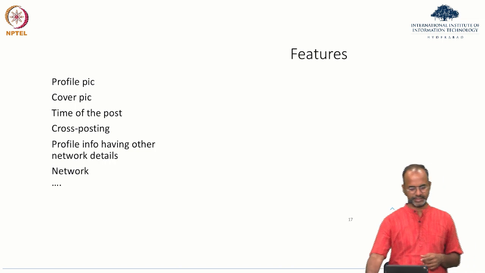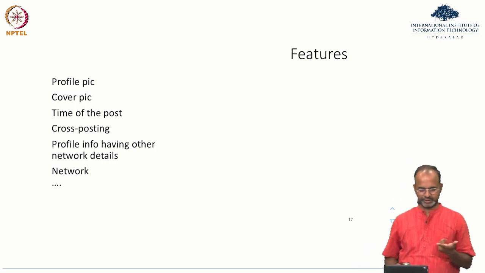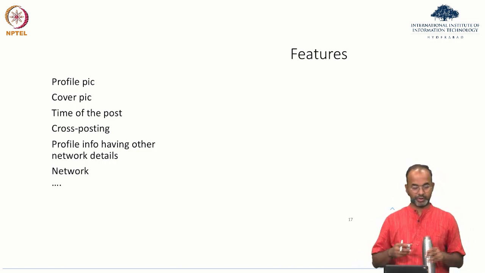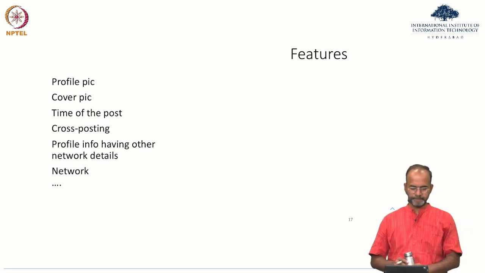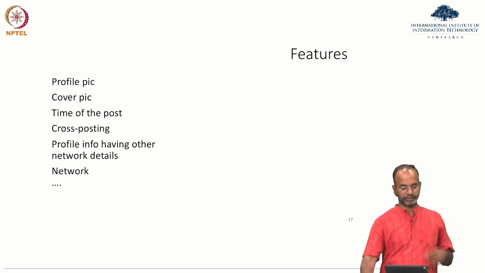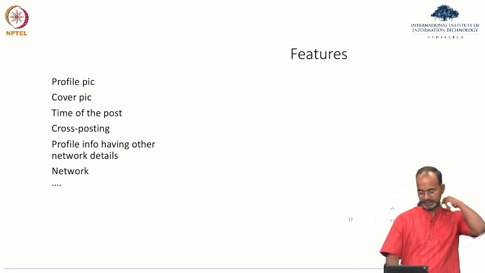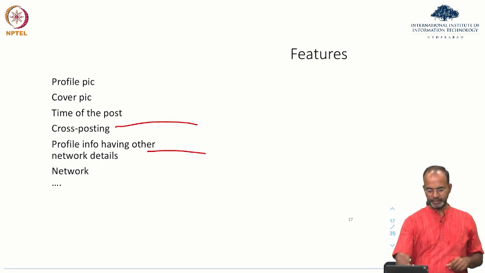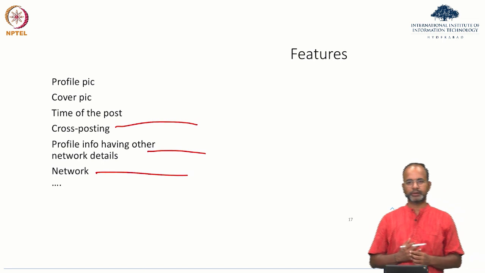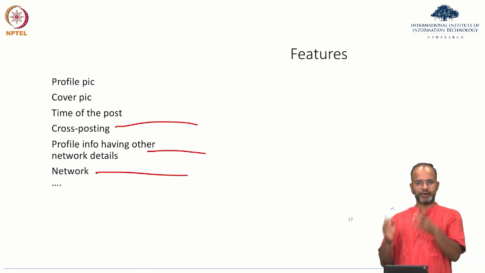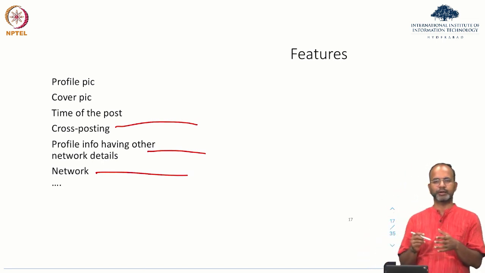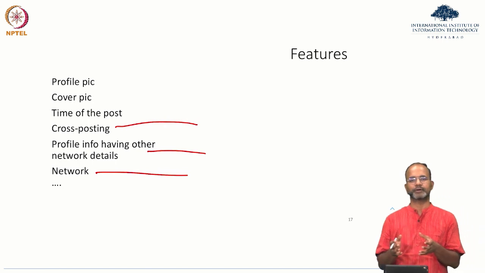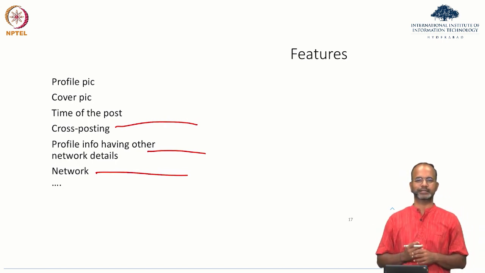I just listed the same thing here: profile picture, cover picture, time of the post, cross posting, profile info, having another network details. I'll tell you what this is in a second. Network also, let's discuss. Cross posting is this: I take the content, I do a post on Twitter, I take the content from Twitter and then go post it on LinkedIn, the same content.